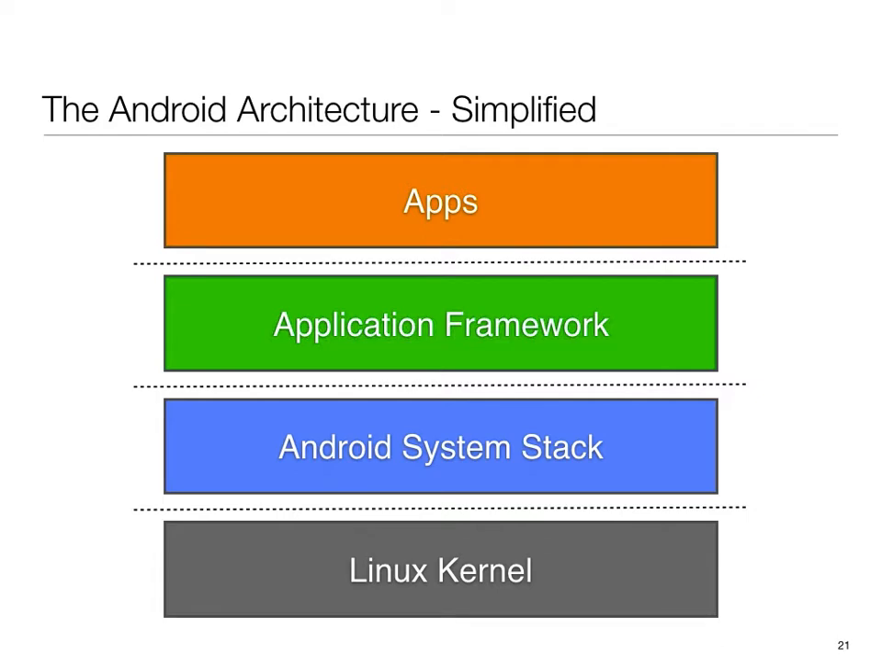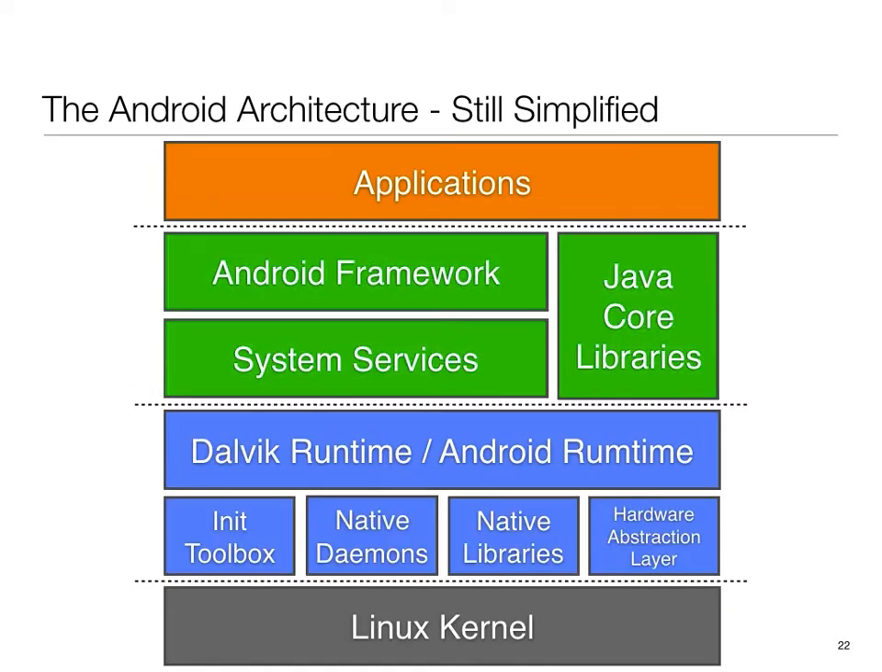At the top you have the apps that you deploy, and then you have the application framework that enables the APIs that you use. So if you want to access any sensors, or even the basic classes that you override, this is enabled by the application framework. And then you have the Android system stack and the Linux kernel.